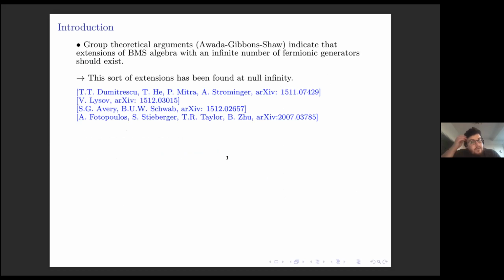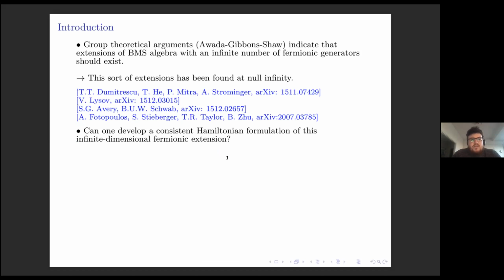However, there are group theoretical arguments given in the paper of Awada, Gibbons, and Pope that indicate that some extension of the BMS algebra with an infinite number of fermionic generators should exist. This sort of extension has been found at null infinity in these papers, and was explained by Angelos in the talk before Turmoli. But one question that arises is whether one can develop a consistent Hamiltonian formulation of this infinite dimensional fermionic extension.